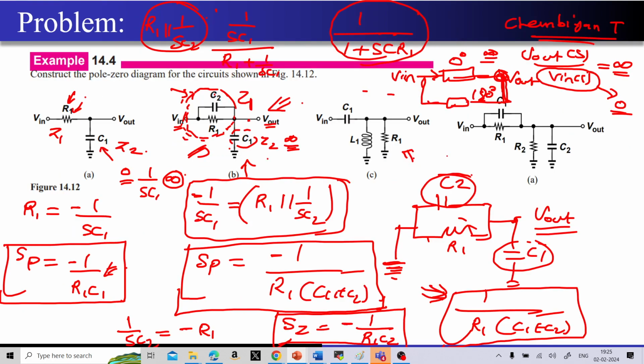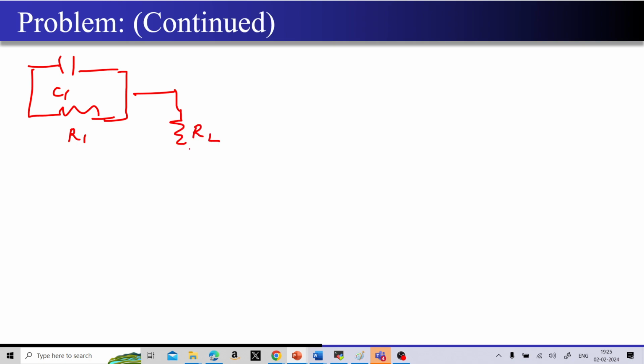Now we will solve the next question. This is this particular question. Now let me just draw it quickly over here. This is C1, this is R1, correct? Then I have R2 and then I have C2. This is my V out and this is my V in.